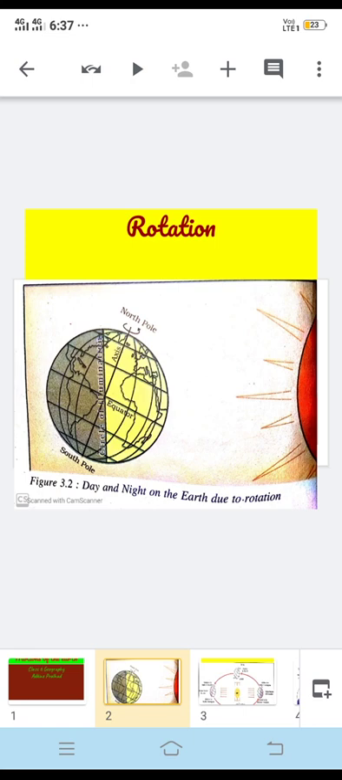The earth takes about 24 hours to complete one rotation around its axis. The period of rotation is also known as Earth Day. This is the daily motion of the Earth. Every day the Earth is rotating this way, completing a cycle of rotation every day.